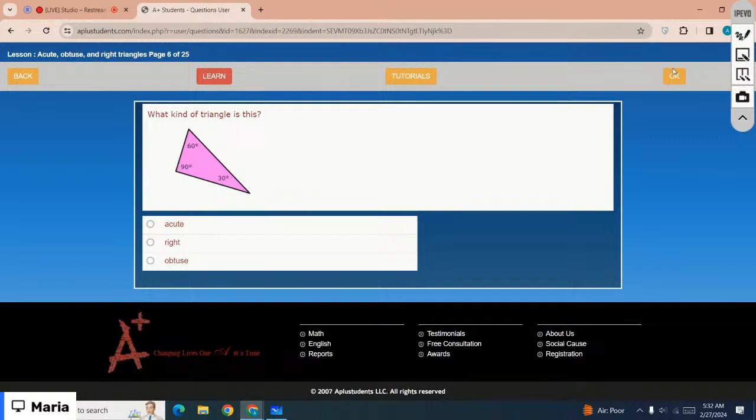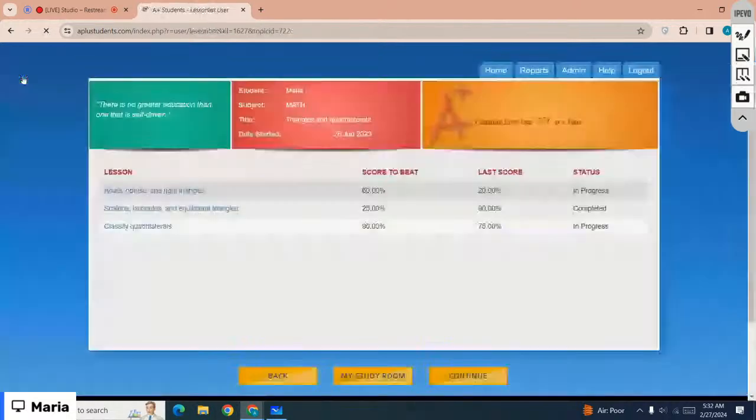The correct option is right angle, right? Because one of the angles is exactly 90 degrees. That is a right triangle. Okay, you can complete the lesson by yourself later today. Let me move on to the next lesson.